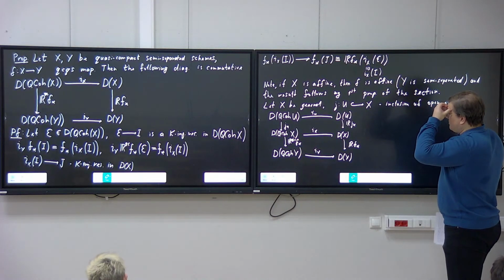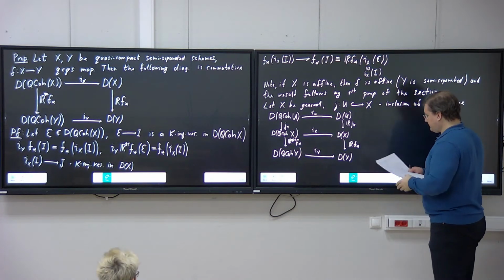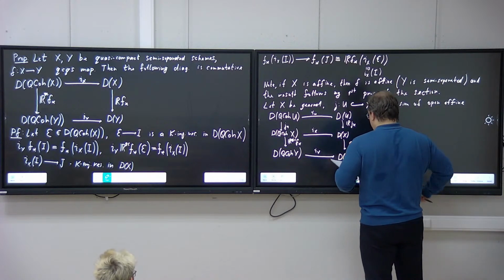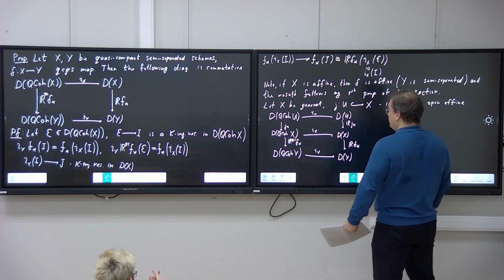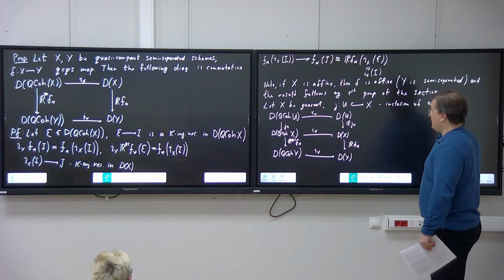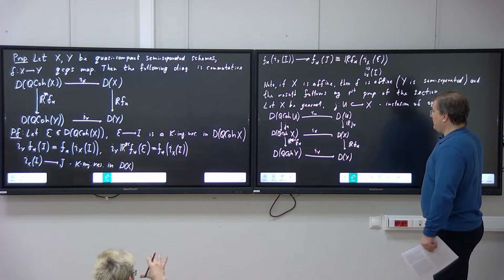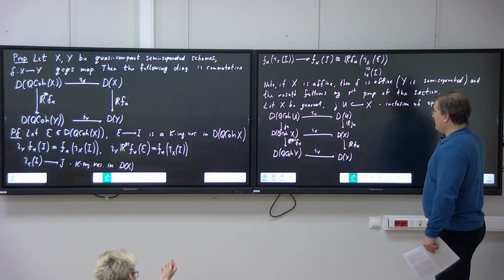Well, clearly this is commutative, and why? The upper square and the whole square are commutative, that's why the lower square is commutative.